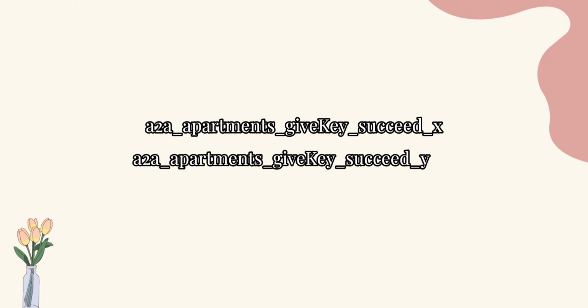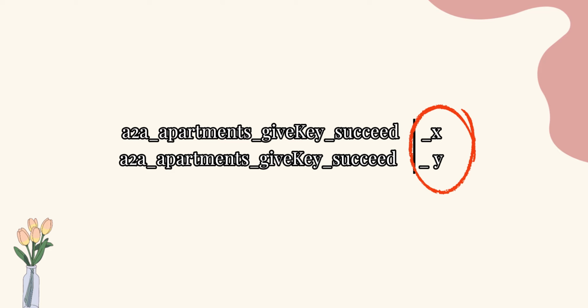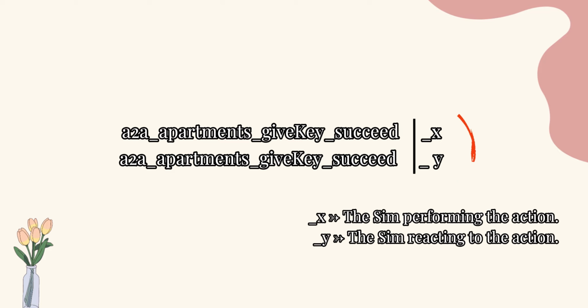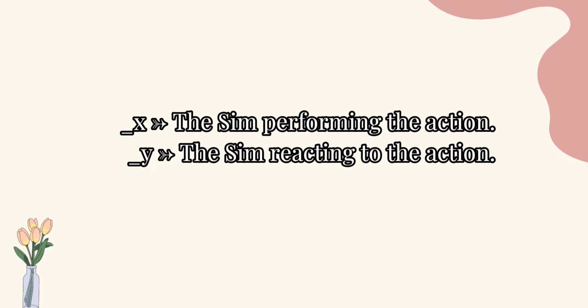At the end of an animation code, you will notice there's either an X or a Y. This is very important and I'm going to explain what they mean. The X simply means this is the code for the sim that would start that interaction, and the Y means this is the code for the sim that will be reacting or receiving that action.